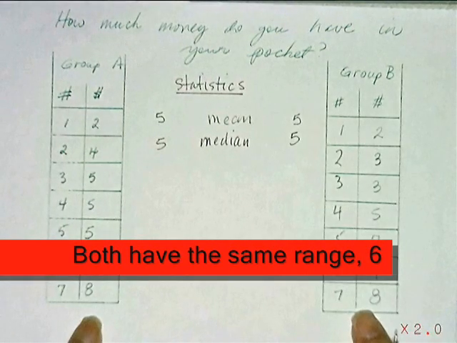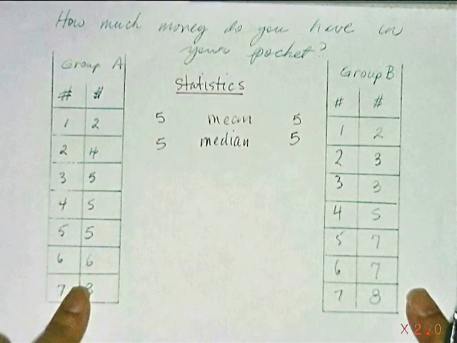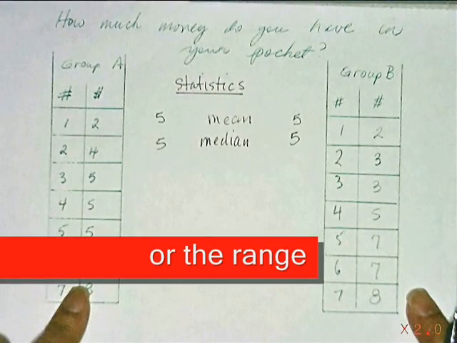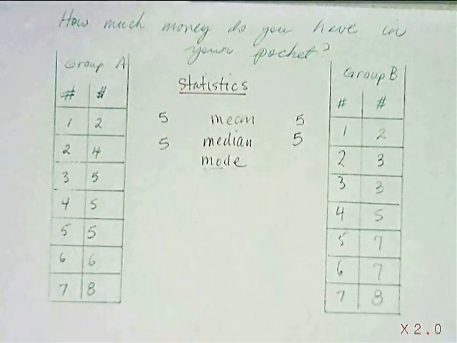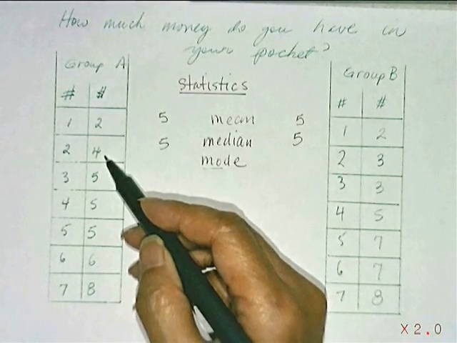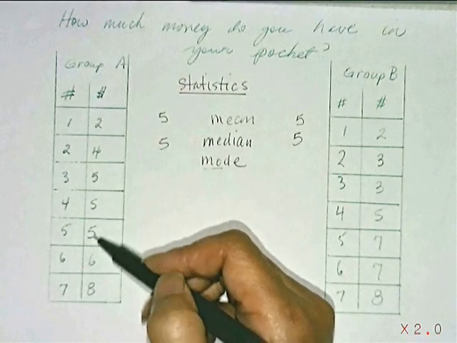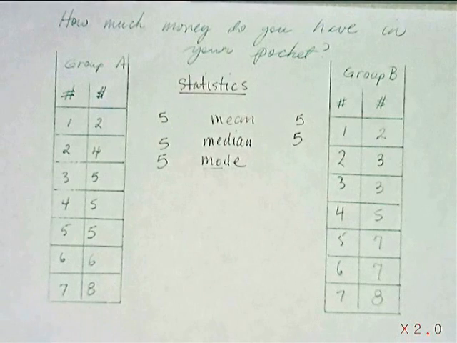Both groups have the same mean and the same median, yet we know that the numbers are different. If we were to describe the data using mean or the median, we wouldn't be able to distinguish between the two groups. So let's look at the mode. The mode is the most often occurring number. So in this group, I have 1 2, 1 4, 3 5s, 1 6, and 1 8. So there are 3 5s in this one, so the mode for group A is 5.